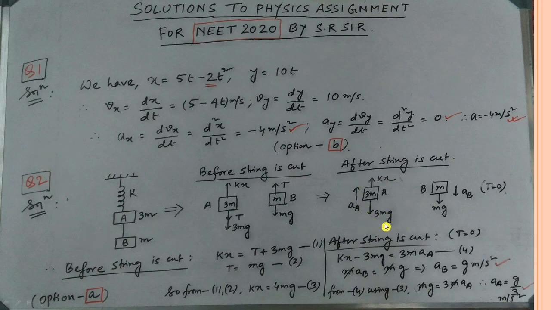So Kx minus 3mg equals the mass into acceleration. What is the mass? 3m. Mass into acceleration is the force. This is the net force acting upwards. Kx minus 3mg equals 3m into aA. And over here, the mass into acceleration is m into aB, equal to the gravitational force acting downwards, mg. So we get aB equal to g meter per second square. This is a free fall case where aB is equal to g.